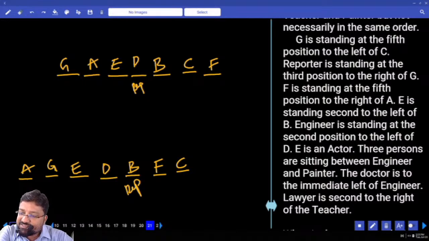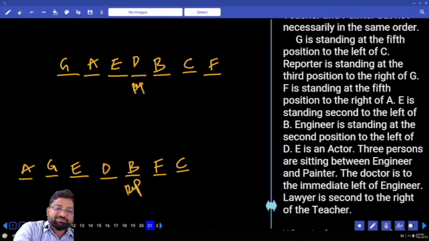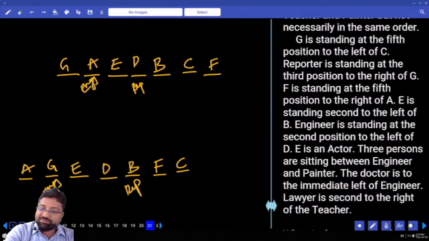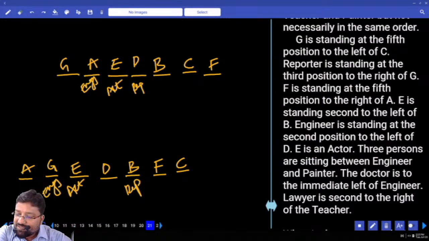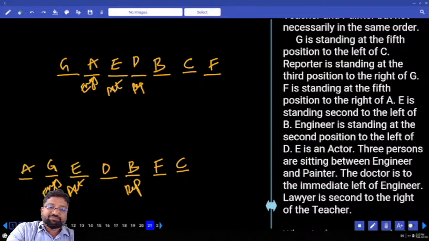Engineer is standing second position to the left of D. Next, E is an actor. He is an actor. 3 persons are sitting between engineer and painter.